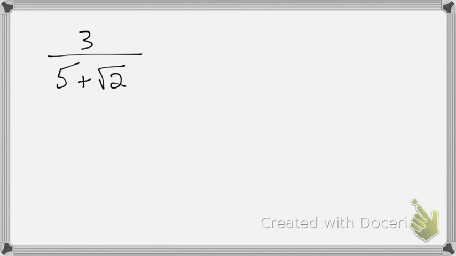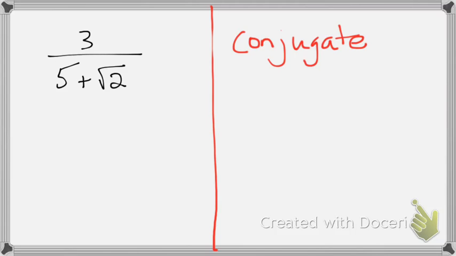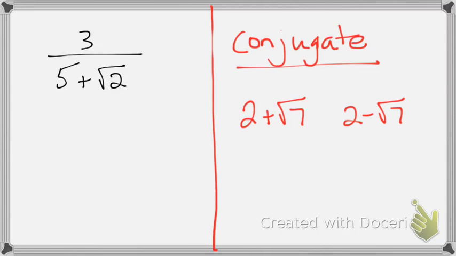Okay. Now, let me look over here to my right. Okay, I'm just going to write the word conjugate. Conjugate. For example, if we looked at 2 plus the square root of 7 and 2 minus the square root of 7, these numbers are actually conjugates.